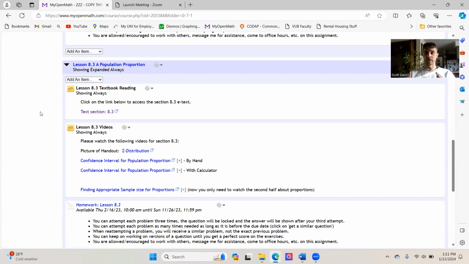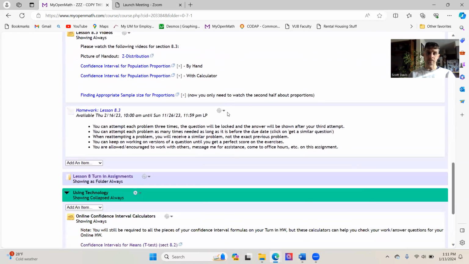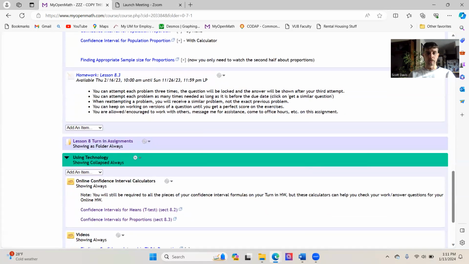What if we want to do a confidence interval not on sample means, but on sample proportions? We can also do that. The nice thing about sample proportions is we are using a z distribution. Proportions tend to be binomial, and as we've seen, binomial can be approximated with a normal distribution, and normal distributions correspond to z-scores. So there's an example doing a confidence interval on a calculator and by hand, and then an example finding the appropriate sample size for proportions.